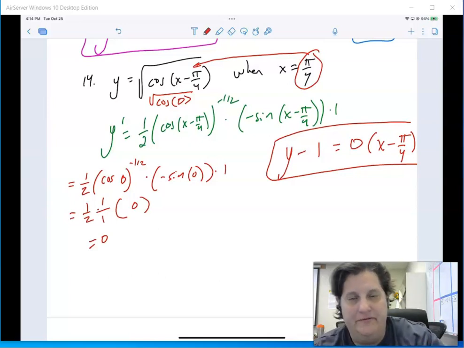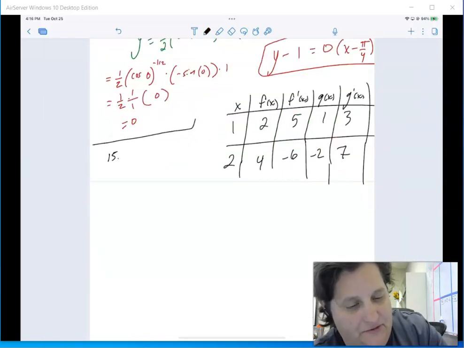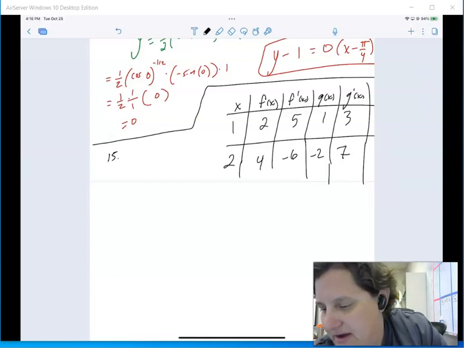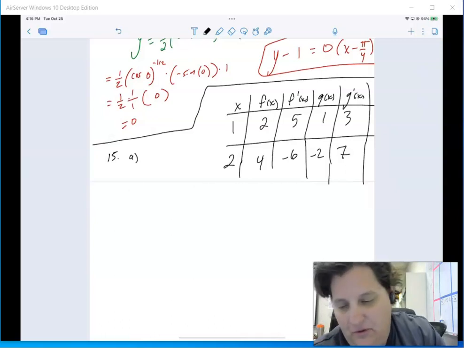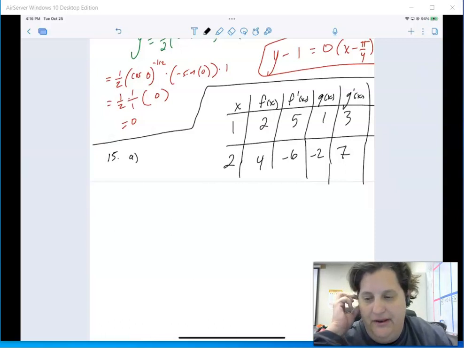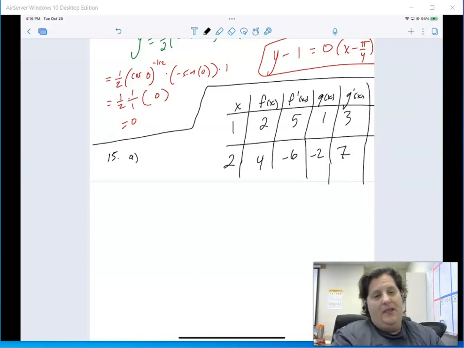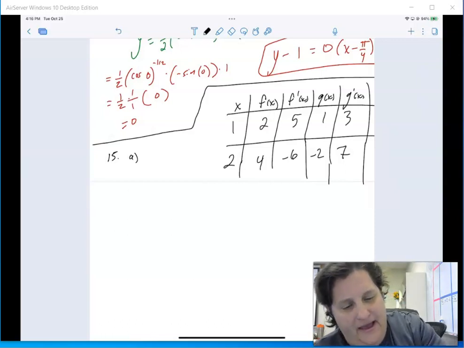Okay, 15 is super fun. Let me pause this while I write this table down. All right, you guys, number 15, this is a really good review question, because it's going to make sure that you know how to do product rule, quotient rule, and chain rule a couple different ways, right? Okay, so let's start with product rule.